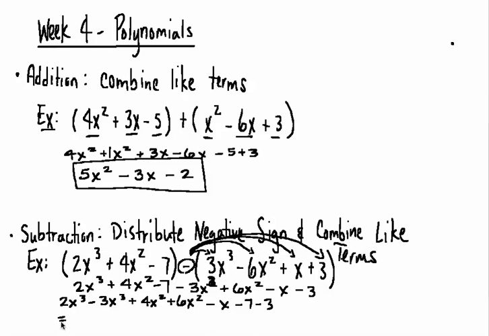Okay, and now we're ready to actually combine the like terms. 2x cubed minus 3x cubed. 2 minus 3 is negative 1, or just negative x cubed. 4x squared plus 6x squared is a positive 10x squared. And we don't have anything else besides the negative x, so that just stays negative x. And negative 7 minus 3 is negative 10. So our answer when we're subtracting is negative x cubed plus 10x squared minus x minus 10.